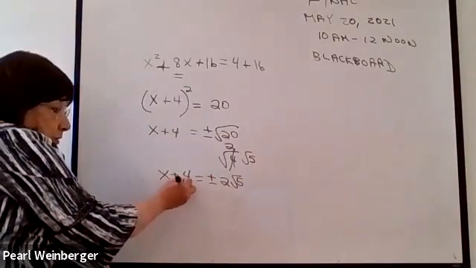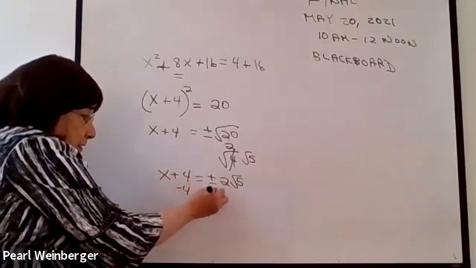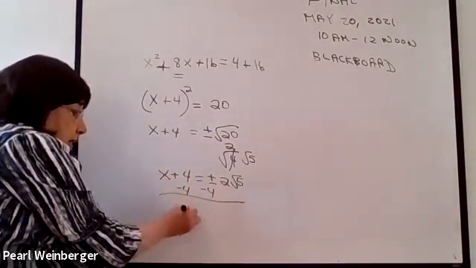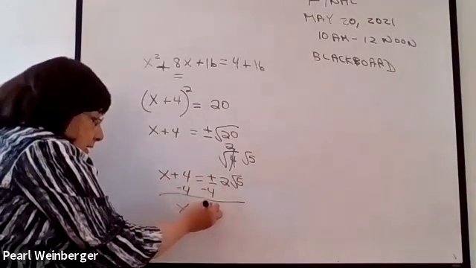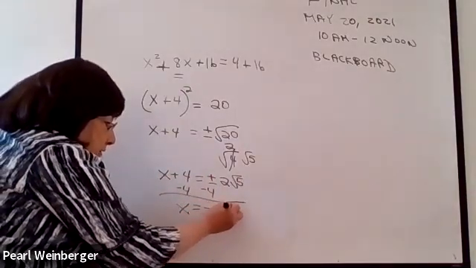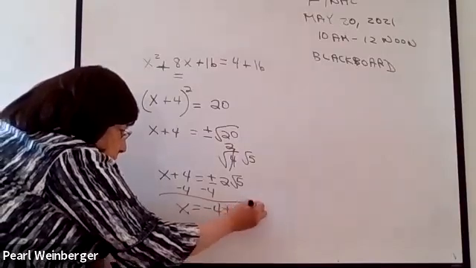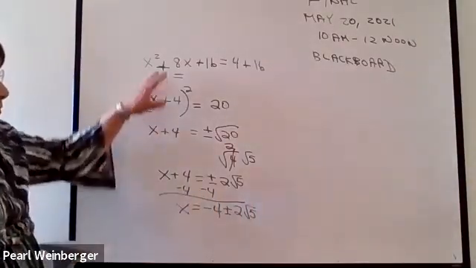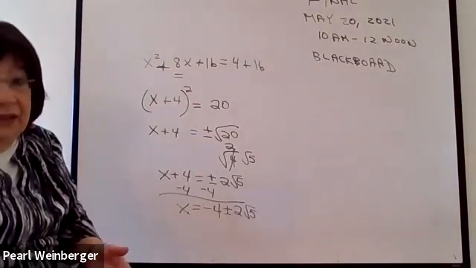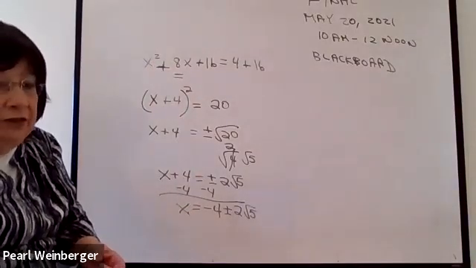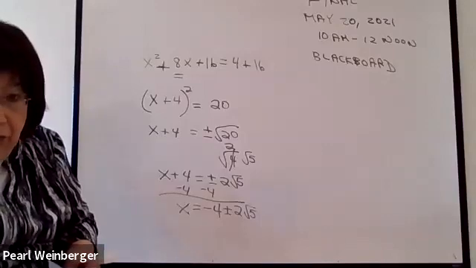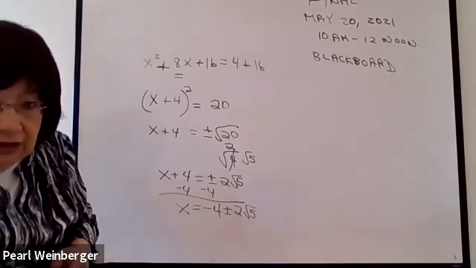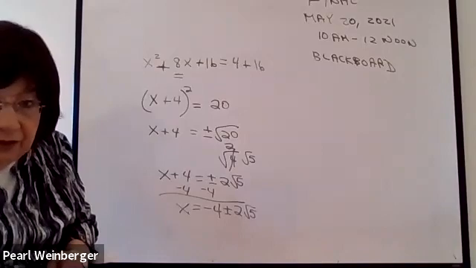And now just bring this 4 to the other side. So we get x equals negative 4 plus or minus 2 radical 5, which is exactly the same answer we got before. If you notice, we did a lot fewer steps because completing the square, where it works, really is a simpler method.